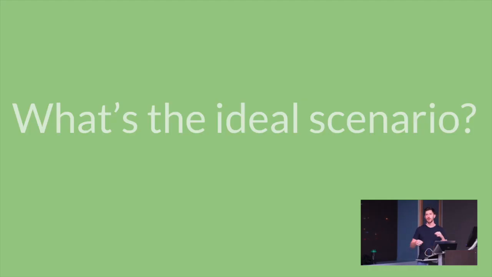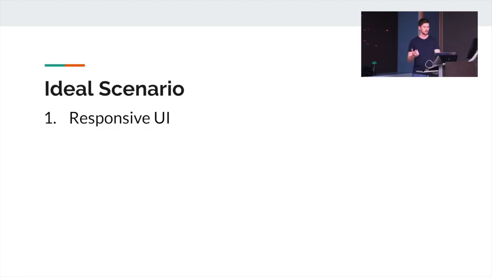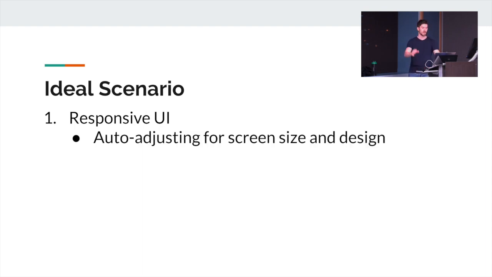So what would be our ideal scenario here? Well, we want responsive UI. We want auto-adjusting UI for screen size. And we also want it to adjust for design as well, because we don't want to even have to worry about this design scheme and to fit our platform. We want something that's going to do that for us automatically.